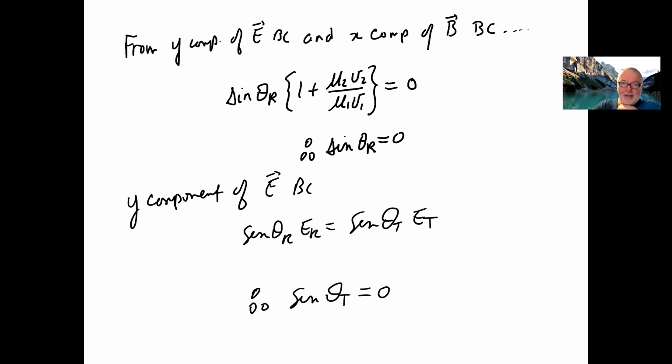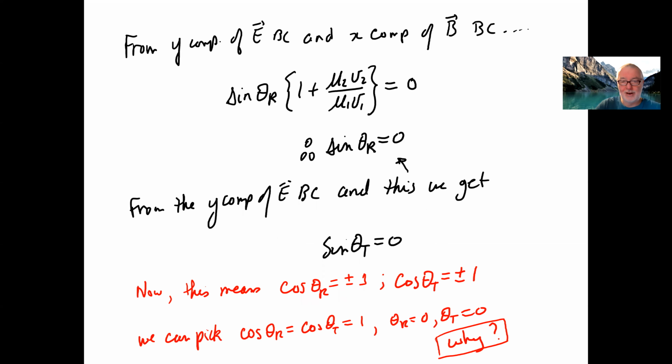Okay. And then from the Y component of the electric field boundary condition, I have sine theta R ER is equal to sine theta T ET, but sine theta R is equal to 0. So that tells me that sine theta T is equal to 0. And so what this means is that theta R and theta T are either 0 or pi or 2 pi or 3 pi or whatever, right? They're an integer multiple of pi, because the sine of both of those angles is 0.